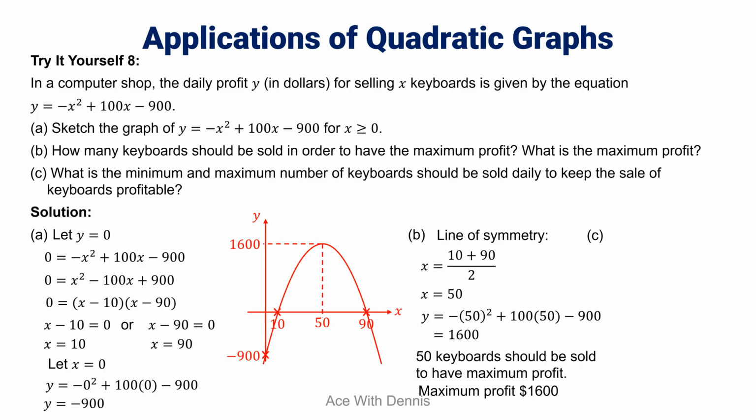Then next one, C. What is the minimum and maximum number of keyboards to be sold so that we will have a profitable sale? Then we need to look at the roots, 10 and 90. Any number of keyboards sold less than 10 or greater than 90 will have a loss, because from the graph we can see that these values are below the x-axis. Hence, a minimum of 10 and a maximum of 90 keyboards should be sold daily to keep the sale profitable.